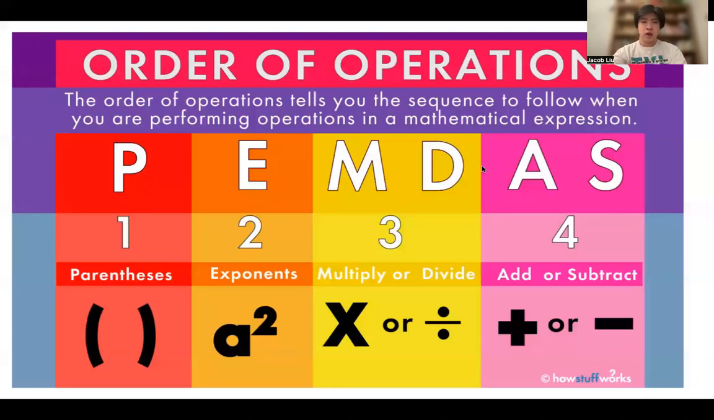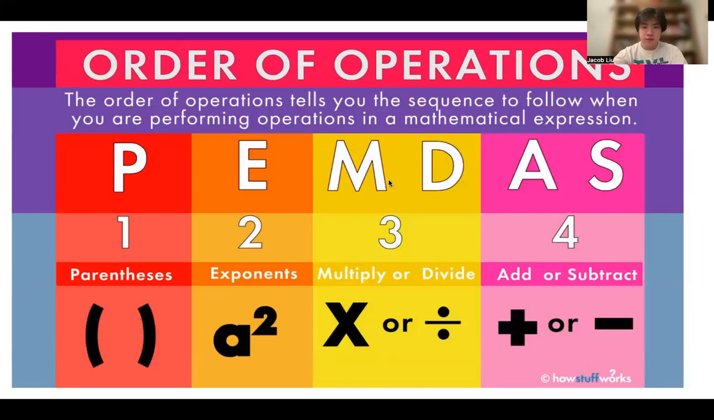Okay. So the order of operations, sometimes called PEMDAS, is basically the order that you do the operations in a mathematical expression. It's called PEMDAS because the first thing that you do are the things in the parentheses. Next, you must consider exponents. So exponents are the second step.